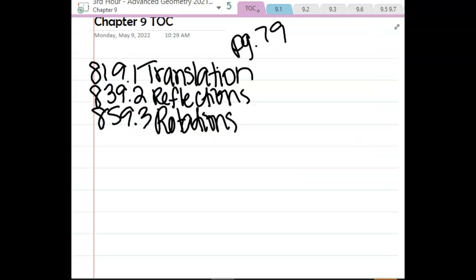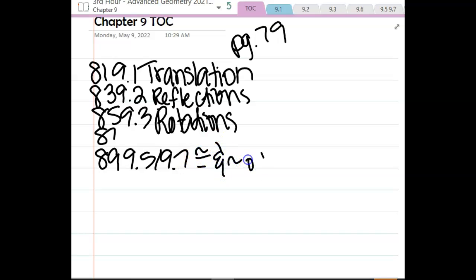Okay, let's get this glued into, should be page 89, and this is 9.5 and 9.7, and it's congruence and similarity of transformation.